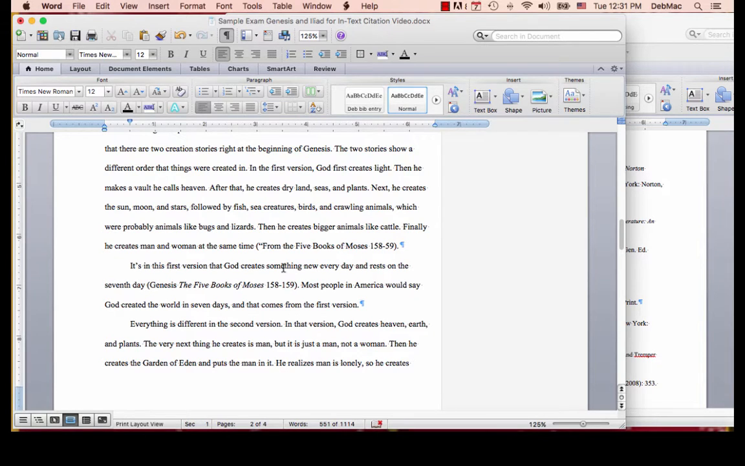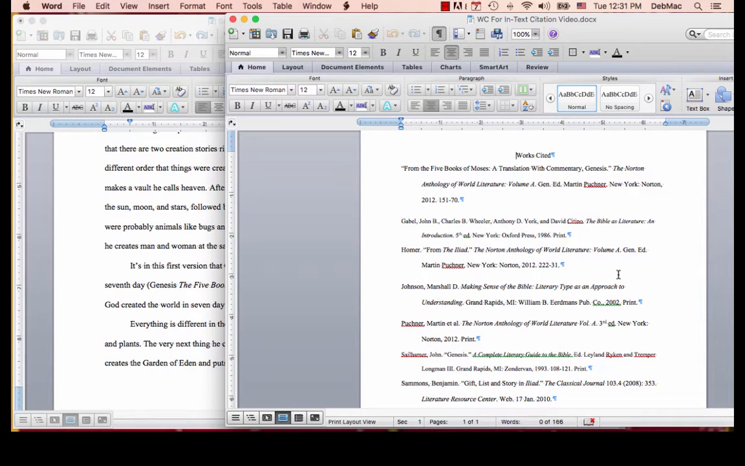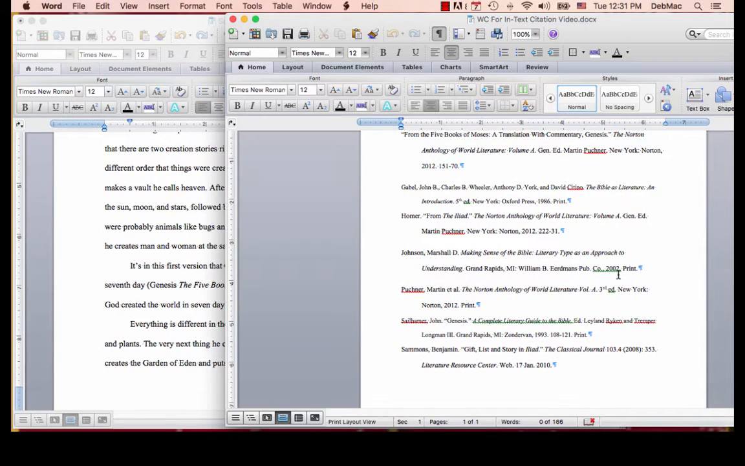Just make sure that you have a citation where you need one. Now, a couple of things I want you to notice is, for example, if you're citing something from the Iliad, yes, in the text itself you can say, in the Iliad, Achilles kills Hector. But you also have to have the citation Homer, okay, in parentheses.